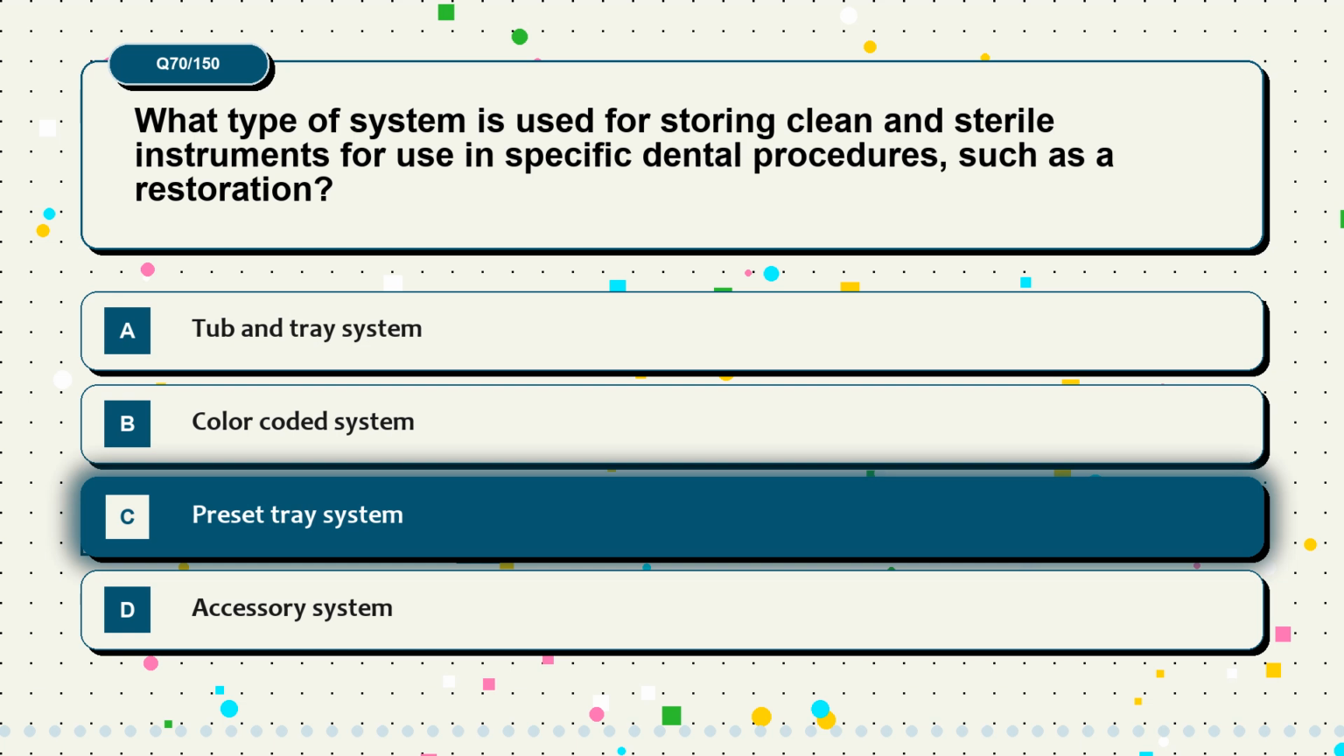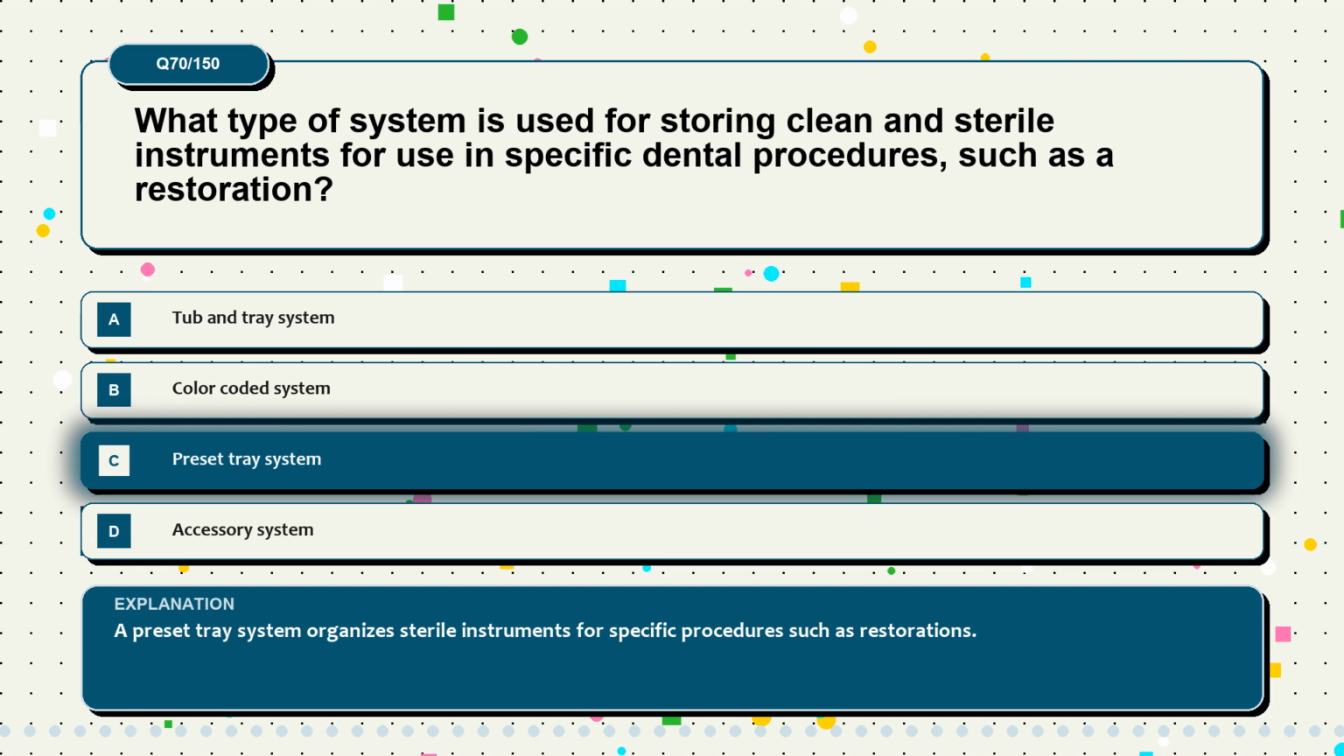The correct answer is option C. Preset tray system. A preset tray system organizes sterile instruments for specific procedures such as restorations.